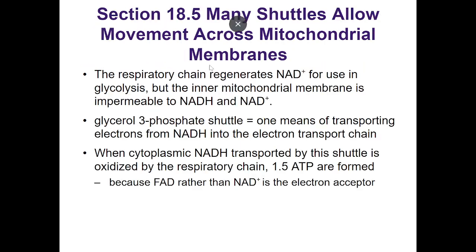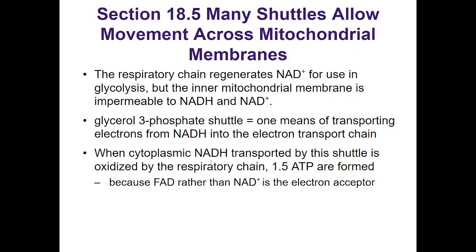Okay? So the respiratory chain is going to regenerate the NAD plus for use in your glycolysis. The inner mitochondrial membrane is impermeable to NADH and NAD plus. The glycerol 3-phosphate shuttle is one means of transporting the electrons from the NADH into the electron transport chain. When the cytoplasmic NADH is transported by the shuttle, it's going to be oxidized by the respiratory chain. We'll end up generating 1.5 ATP, because the FAD rather than the NAD plus is the electron acceptor in this process.